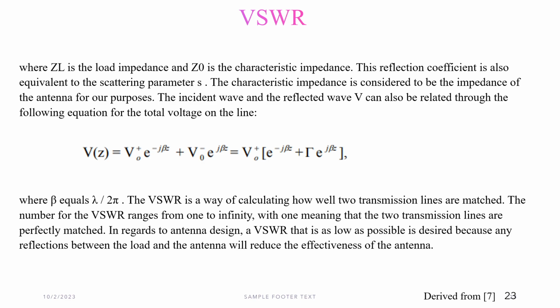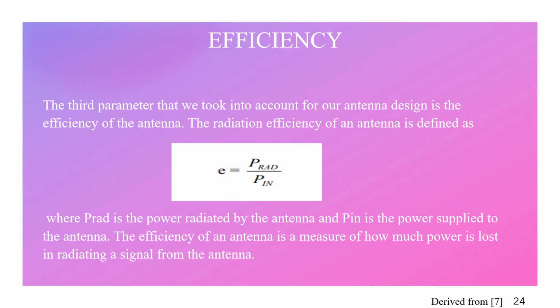The VSWR is a way of calculating how well two transmission lines are matched. The number for the VSWR ranges from 1 to infinity, with 1 meaning that the two transmission lines are perfectly matched. In regards to antenna design, a VSWR that is as low as possible is desired because any reflections between the load and the antenna will reduce the effectiveness of the antenna.